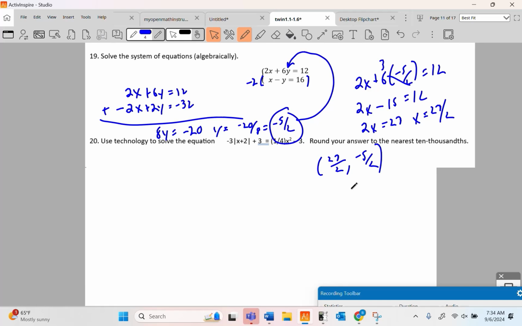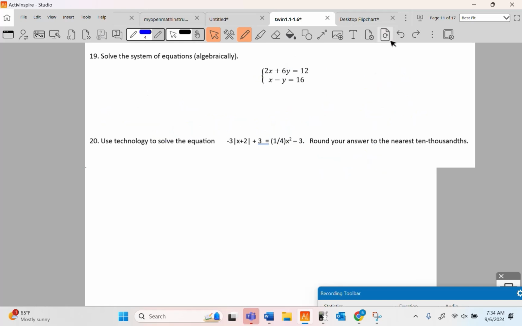All right, 20 is use technology to solve an equation. So the equation here is -3 absolute value of x plus 2, plus 3. And this is pretty simple to do. We'll place the left-hand side in y1, the right-hand side in y2. Round your answer to the nearest 10 thousandths. That's the fourth decimal.